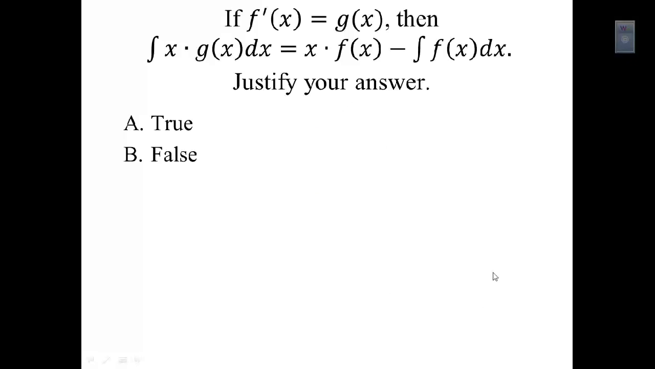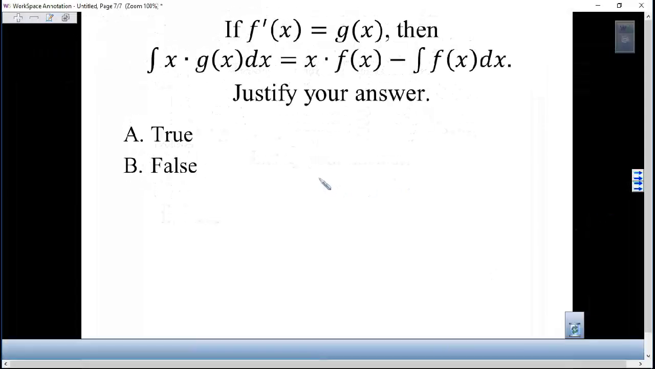All right, if f prime of x equals g of x, then the integral of x times g of x dx equals x times f of x minus the integral of f of x dx. True or false? Justify your answer. So what this is asking is, if f prime of x equals g of x, how would you do the integration by parts thing here?